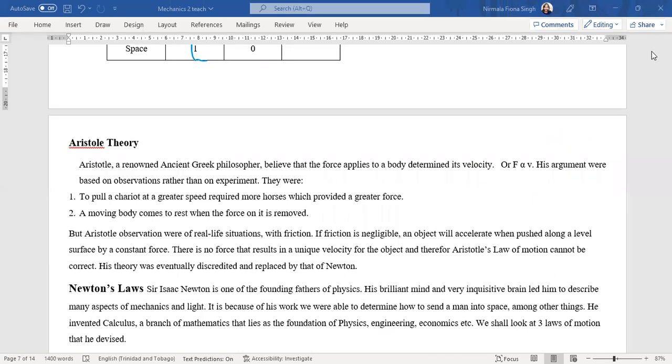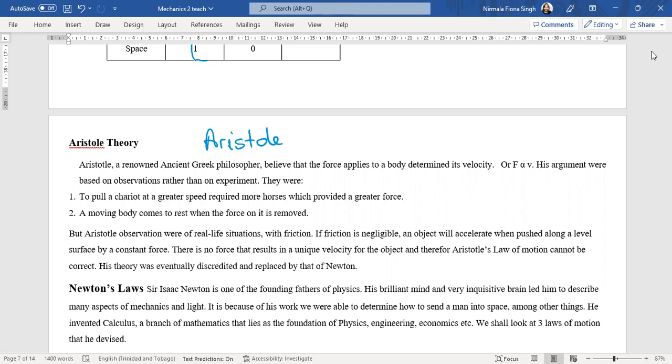Aristotle, not Aristole. Please don't pronounce these wrong. Aristotle, right? That's how you pronounce this, Aristotle's theory. Aristotle is a renowned ancient Greek philosopher. And what he did when he was doing his research, this is way back like in BC era, more than 2,000 years ago.